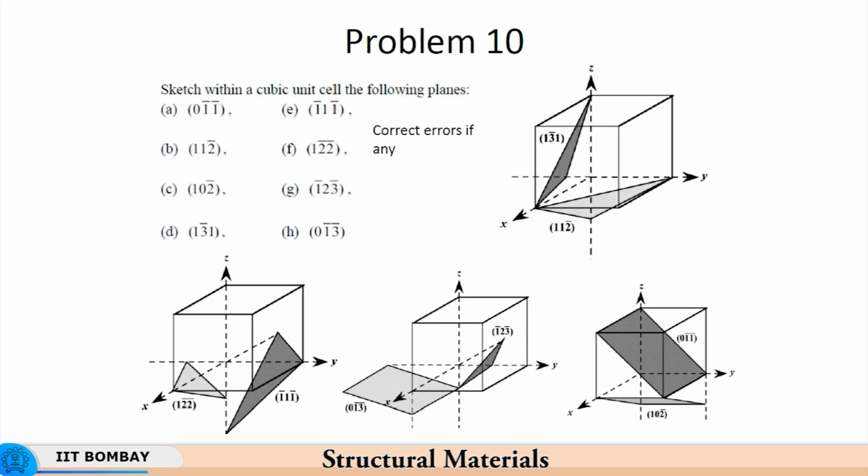In this problem, now we have to sketch these planes in a unit cell. So, the procedure is the reverse. Based on the unit cell and the Miller indices, you calculate the intercepts and then mark the intercepts accordingly. So, it is 0 bar 1 bar 1.